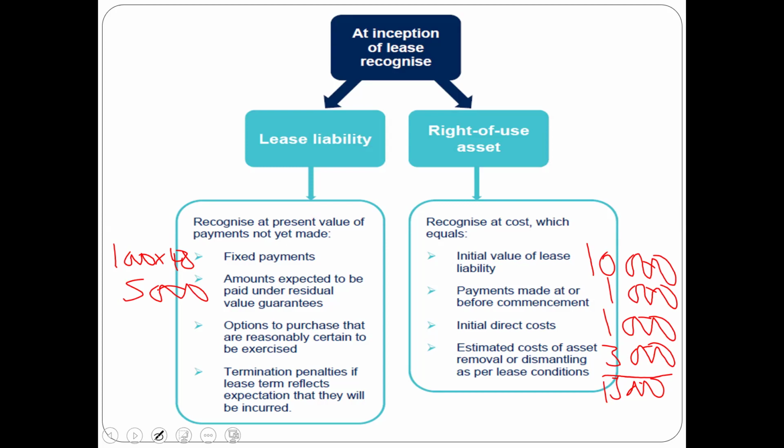Then options to purchase that are reasonably certain to be exercised. So you're saying, at the end of the 4 years, I'm going to purchase this building from you. I'm almost 99% certain that I would want to actually buy that building. If this is certain, then whatever amount you are going to be paying there should be included. Then are there any termination penalties if the lease term reflects expectations that they will be incurred? So these two then become opposites. Either you are sure that you are actually going to purchase the asset at the end of the lease, or we are now almost sure that we are not going to be buying that asset.